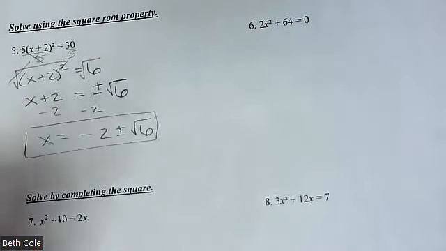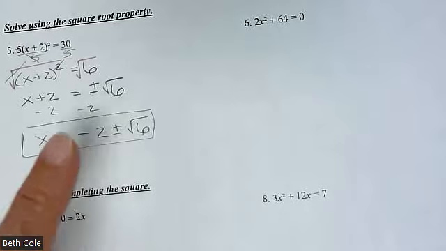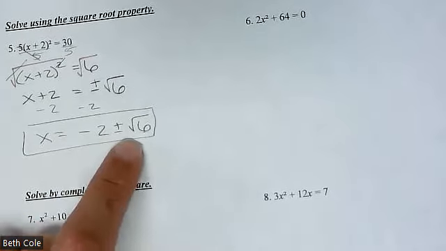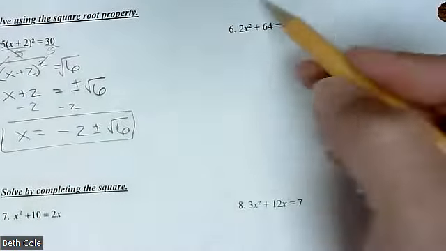And to be clear, how many answers did we get? 2. You got -2 plus square root of 6, and you got -2 minus square root of 6. 2 answers, okay? What would you do to start solving this one?